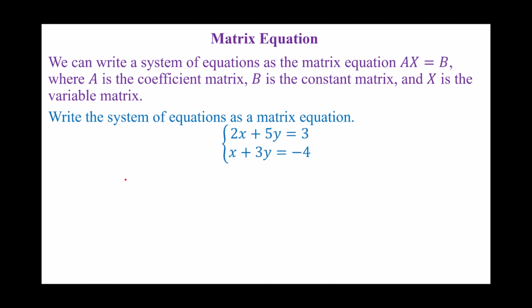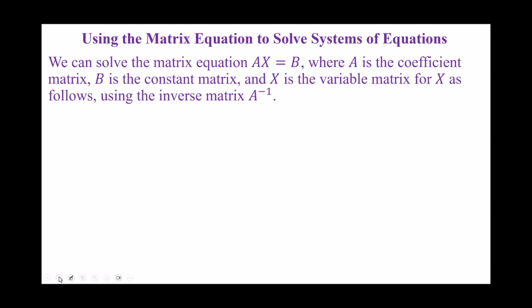So A is the coefficient matrix, so we use the coefficients of the X's and the Y's. Then we multiply by the variable matrix equals the constant matrix, which is the numbers on the right side of the equal signs. That would be our matrix equation that corresponds to this system of equations.